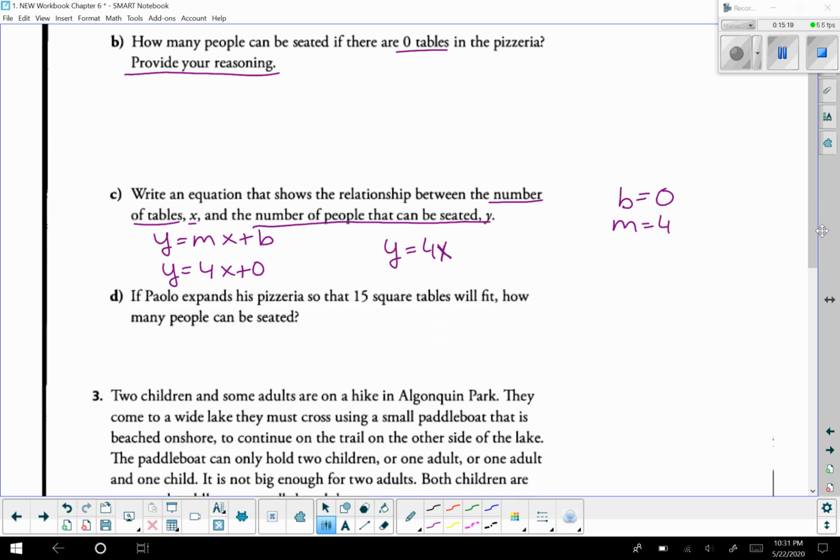And then it says if Paolo expands his pizzeria so that 15 square tables will fit, how many people can be seated? All right, so they're telling us x, we have 15 tables. So I use my equation, 4x, and I know that x is equal to 15. So I'm going to substitute: y equals 4 times 15. How do you do this simply? Well, you know that 2 times 15 is 30, and then times 2 is just going to be 60. So this is a pretty large pizzeria. You can seat 60 people.